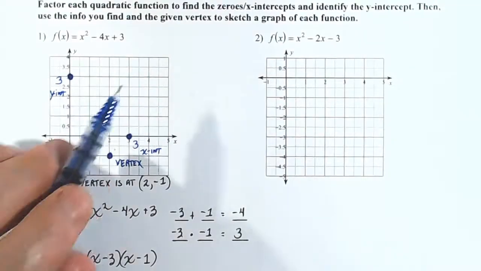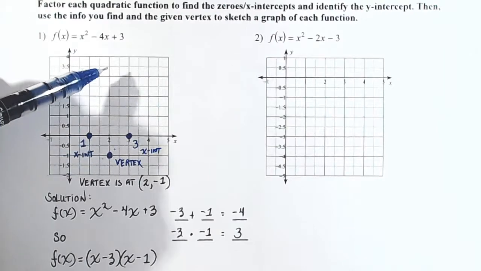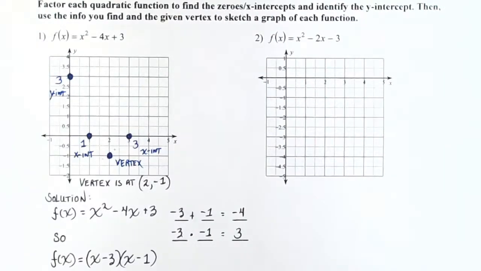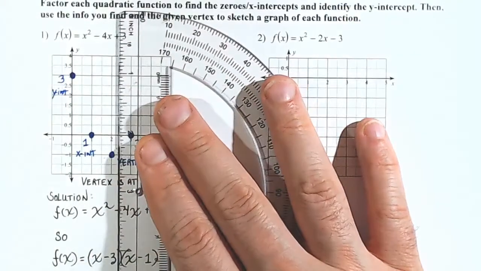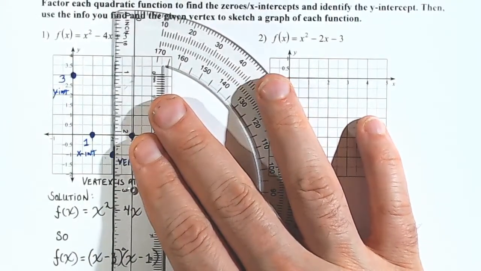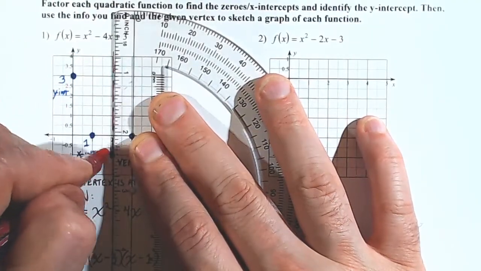Now we need to find that reflection point. So what I'm looking at is the axis of symmetry. The axis of symmetry always passes right through the vertex, and it's a vertical line. So it's going to be right here. Plot this in if you would.